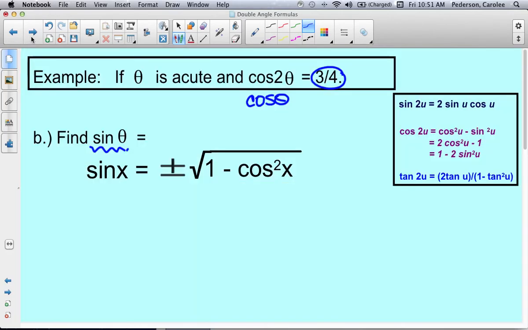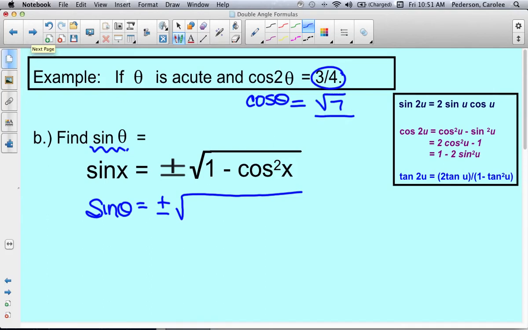All right, so to find the sine of theta equals plus or minus, and we're going to replace that cosine of theta. So I'm just going to write down that cosine of theta from 2 slides ago. The cosine of theta was the square root of 7 over 2 square roots of 2. So now I'm going to replace this in the radical. Cosine squared, so I have to replace this with the square root of 7 over 2 square roots of 2, and then this is squared. Now we have some cleaning up to do.